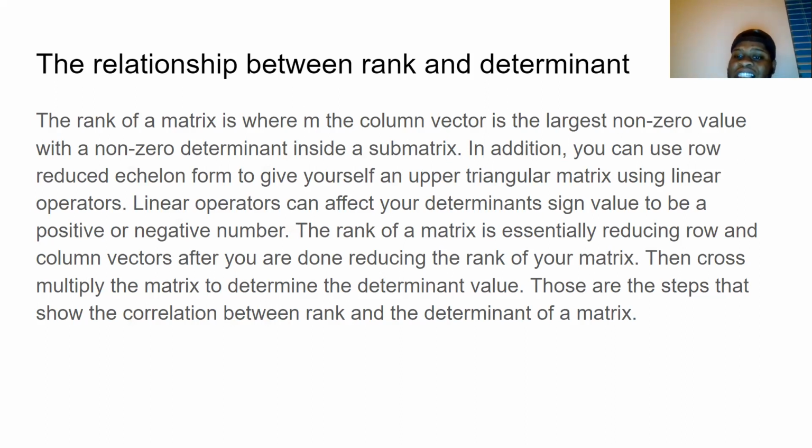The rank of a matrix is essentially reducing your row and column vectors. After you're done reducing the rank of your matrix, then cross multiply the matrix to determine the determinant value. Those are the steps to show the correlation between rank and the determinant of a matrix.